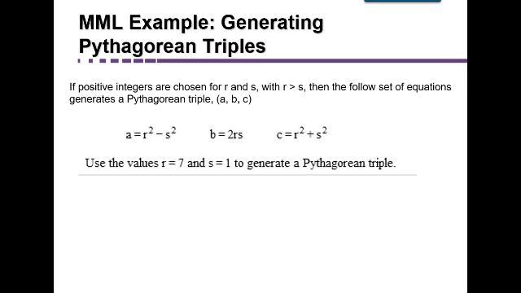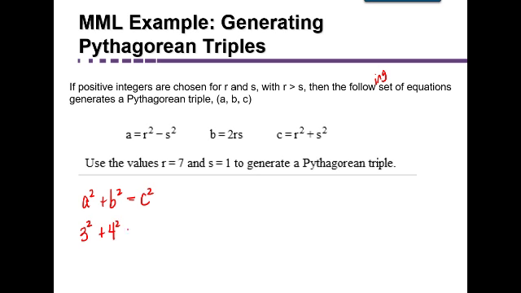Okay. Here's another type of problem that involves the Pythagorean theorem. It says if positive integers are chosen for r and s with r greater than s, then the following, it should say, set of equations generates a Pythagorean triple. So all this is a formula where you can find what's called a Pythagorean triple. And what is a Pythagorean triple? Well, there are only certain sets of numbers that would satisfy the equation a squared plus b squared equals c squared.